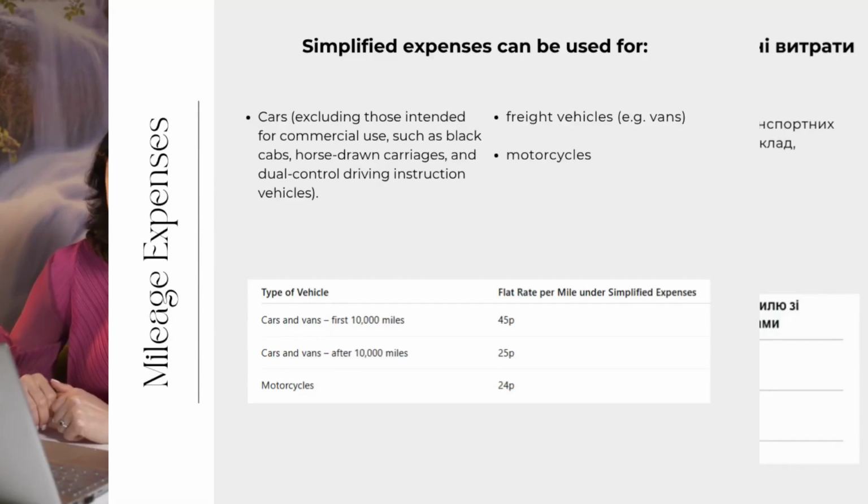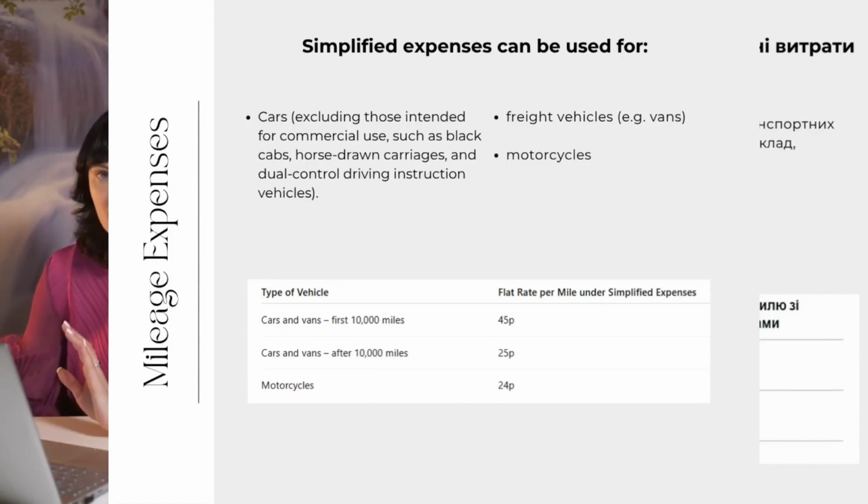Let's take a closer look at the simplified expenses specifically. So, simplified expenses are applied to vehicle management, that is, fuel expenses, working from home, and making adaptations to living on your business premises. As for simplified transport expenses, here's how they are calculated.